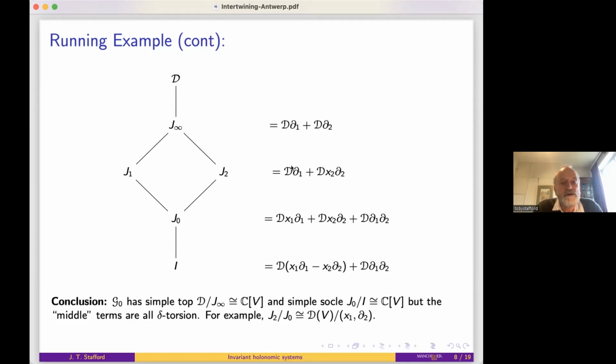But if you look at the two middle terms, for example, J2 mod J0, that's now killed by x1 and partial 2. So that's torsion for the discriminant. So this example is good and bad. In the first case, we have Harish-Chandra's theorem that the only factor module is this delta torsion-free module. But again, there is some junk floating around, which is making it a little more complicated. So with that example in mind, we can see whether we can make a theorem out of that in general.